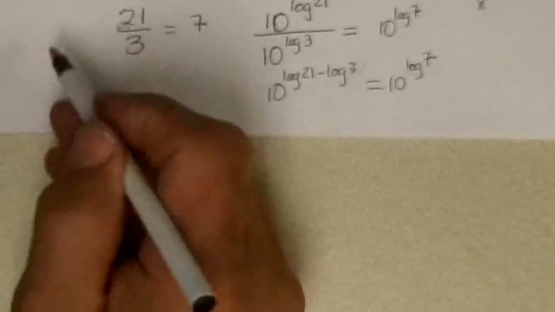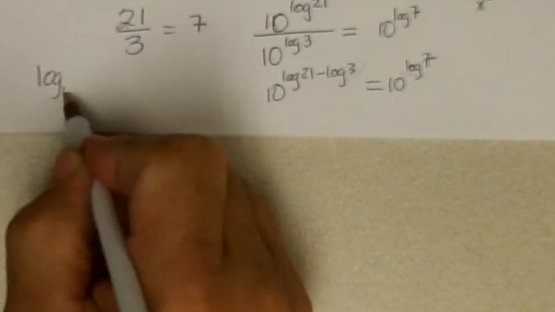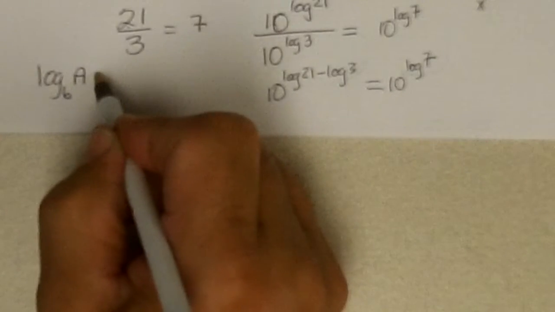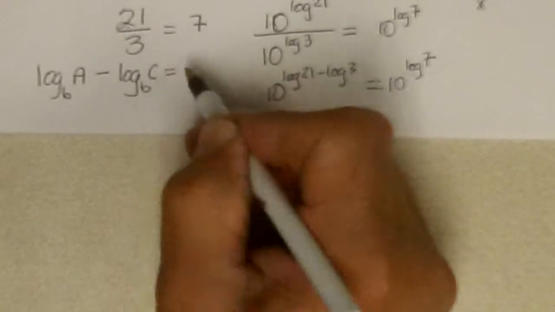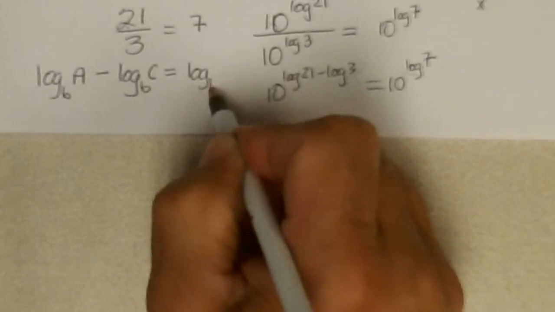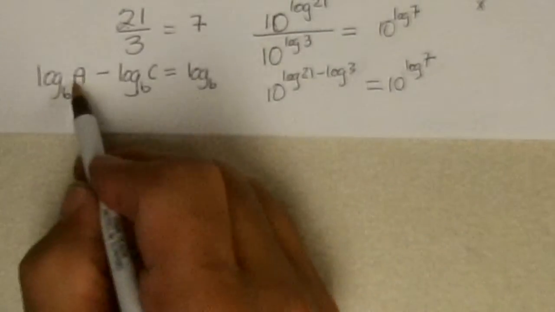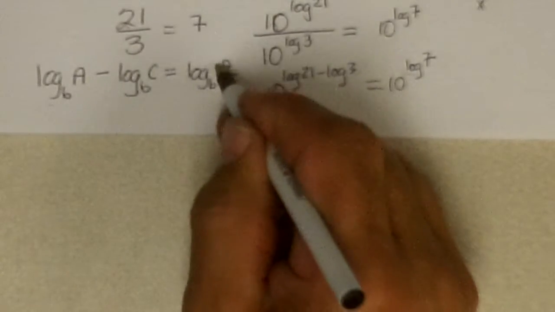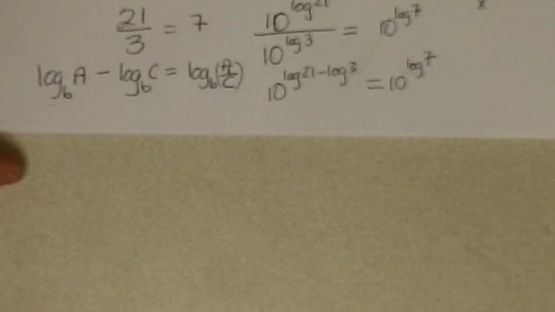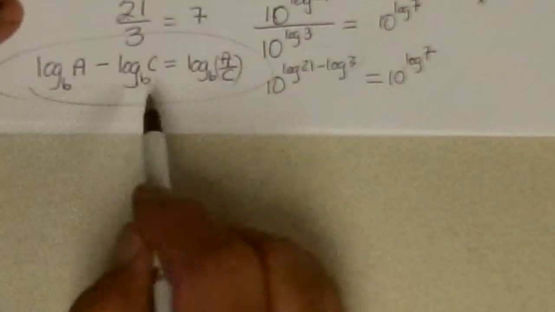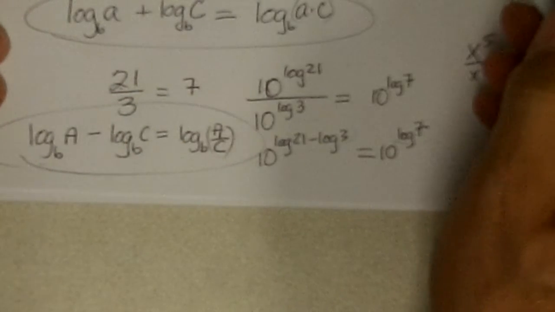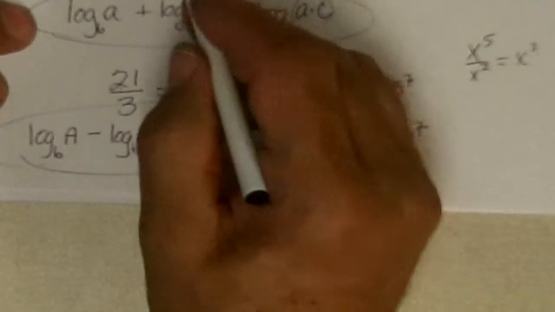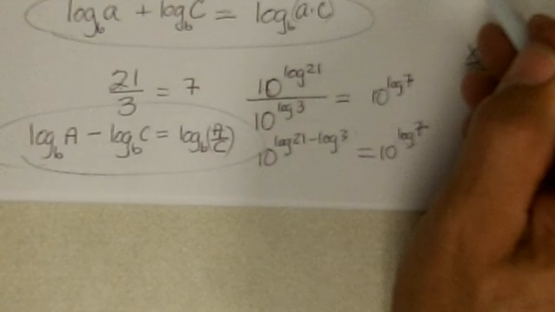And so we get the division rule for logs, or the subtraction rule. Log in any base of A minus log in any base of C equals the log in that same base, the same bases all the way through, of A divided by C. Okay, so this is the difference of logs is the log of a quotient. The quotient goes to one level lower, subtraction. Multiplication goes to one level lower, addition.